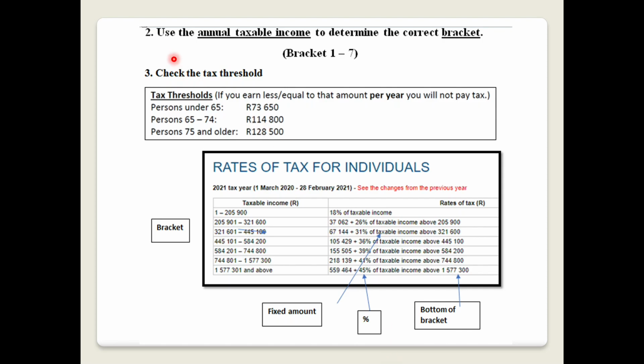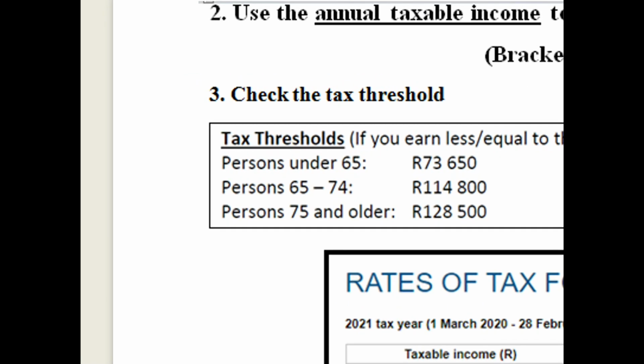Then secondly, you use the annual taxable income to determine the correct bracket, the brackets 1 to 7, and the threshold. I want to quickly show you this. So there's the threshold. This is what you will get.